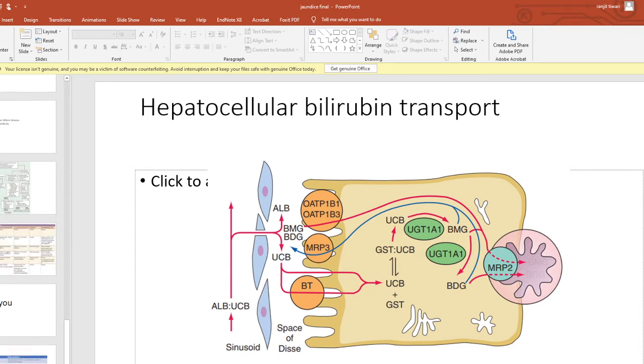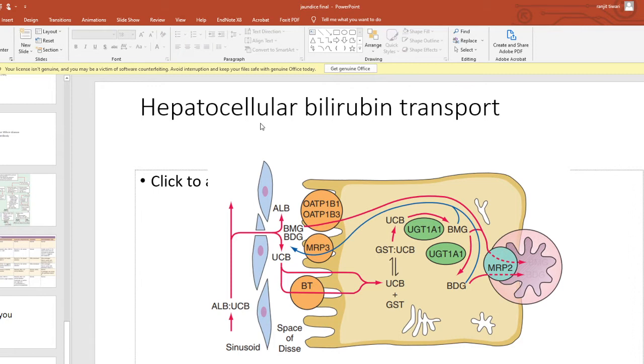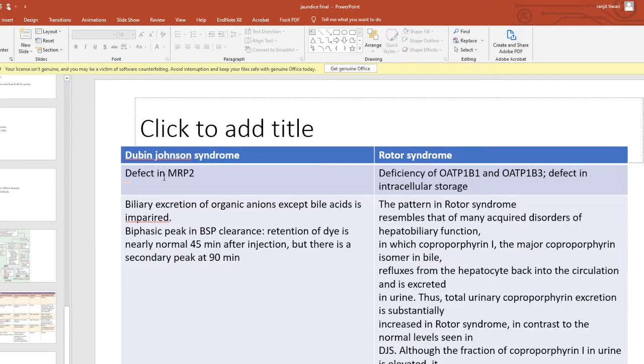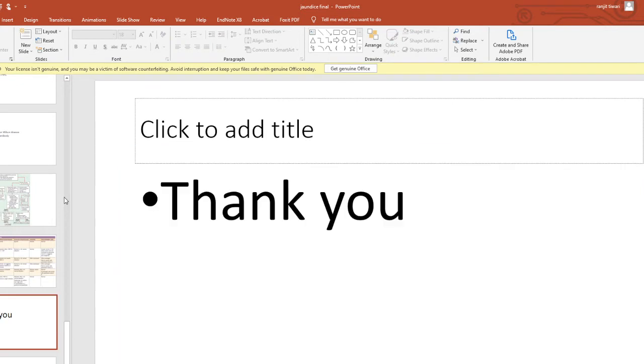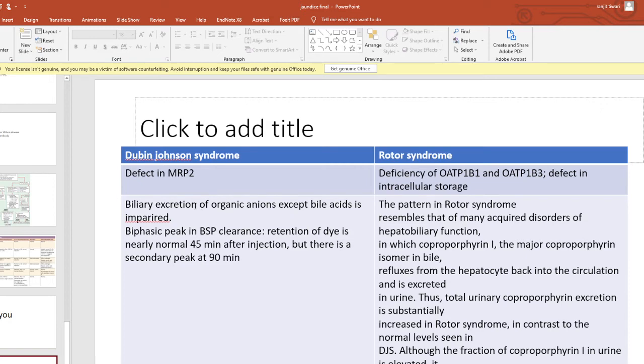So what is the importance of understanding these transporters? It will help you understand Dubin-Johnson and Rotor syndrome. In Dubin-Johnson syndrome, there is a defect in MRP2. If this protein is not functional, what will happen? Conjugated bilirubin cannot go into bile and cannot flow into bile. So there is a defect in MRP2. Biliary excretion of organic anions except bile acids is impaired, because bile acids do not require that transporter.